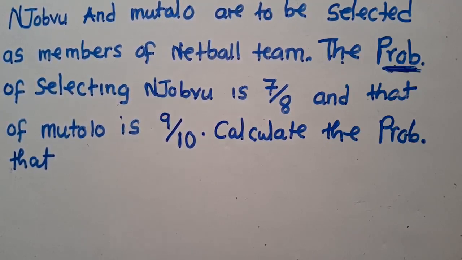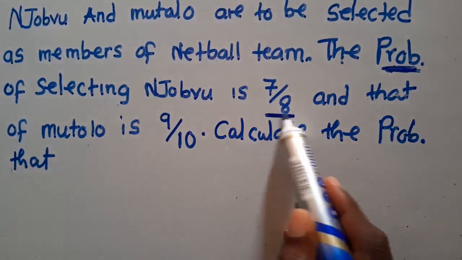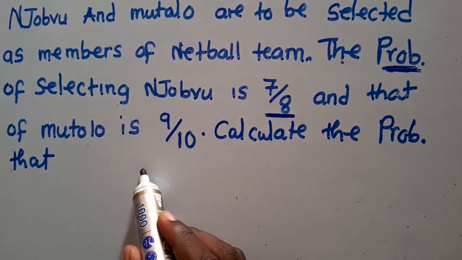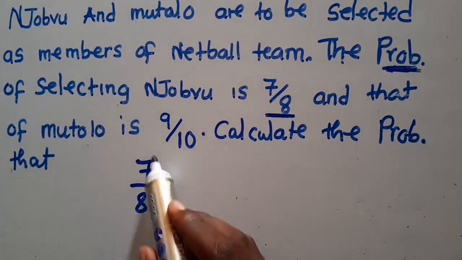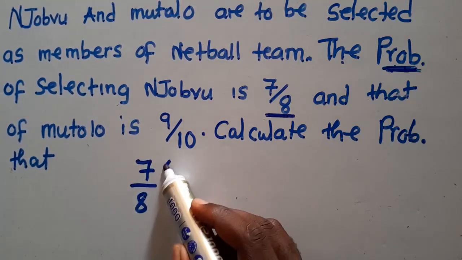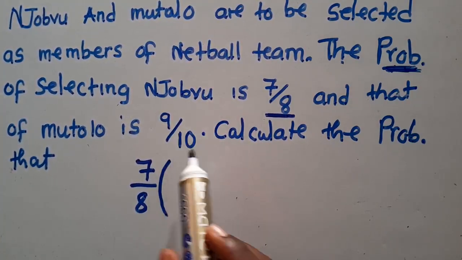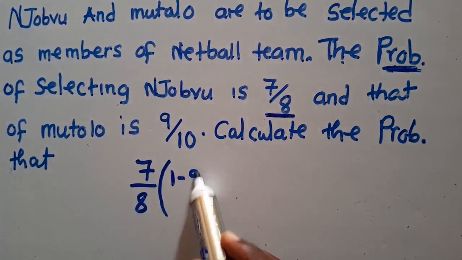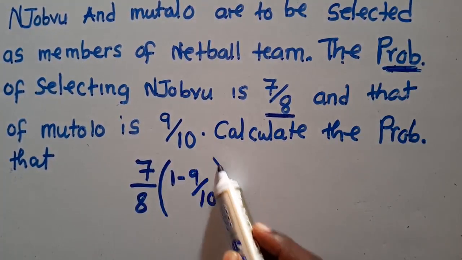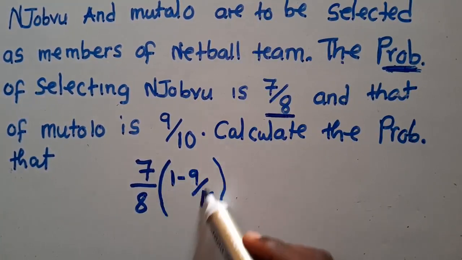So this is the way in which you get to answer the question. You start with the probability of Njovu. So the probability of Njovu is 7/8. So this is the probability of selecting Njovu. Then we are told that only one of them is selected, so this one is selected, this one is not selected. So what is the probability of not selecting this one? We say 1 minus 9/10. As simple as this. So this is the probability of selecting only this one. So we've selected Njovu and not Mutolo.